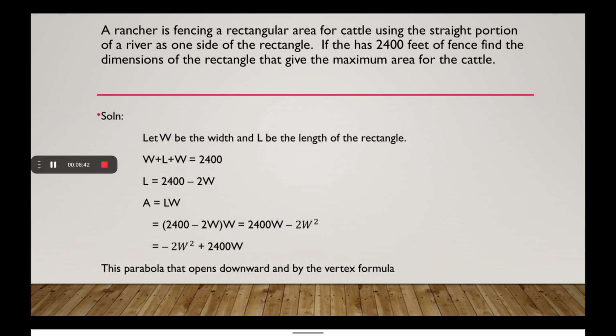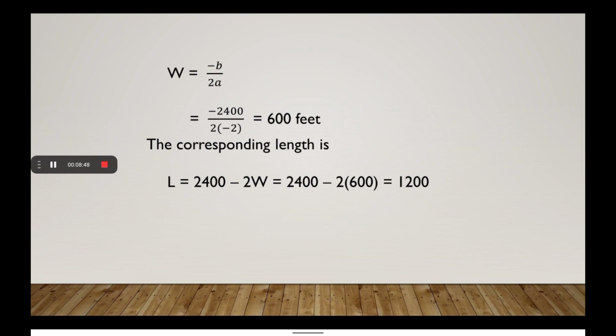So if there is an unknown vertex, what is the formula for that? We find it using this formula, W equals minus b by 2a. We substitute these values here and identify the values. I hope you all understand this application problem. Let's move to another question.